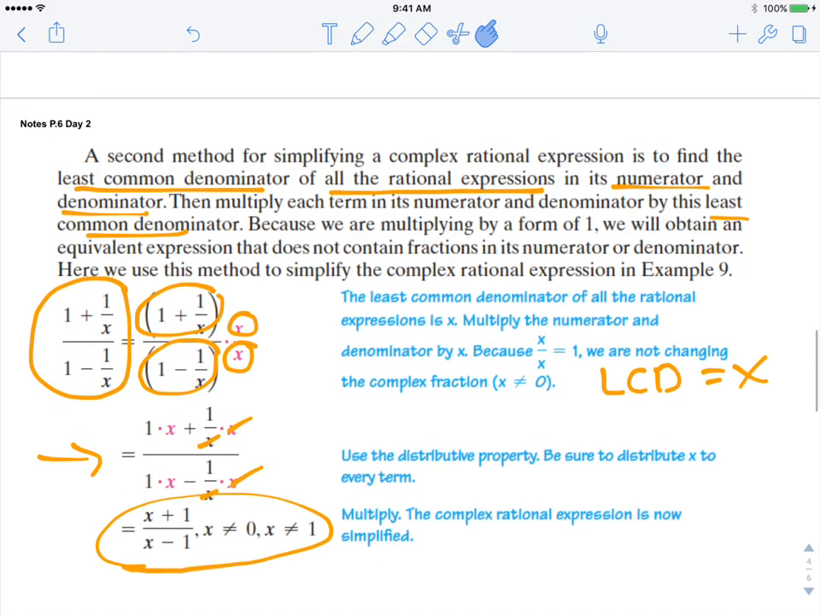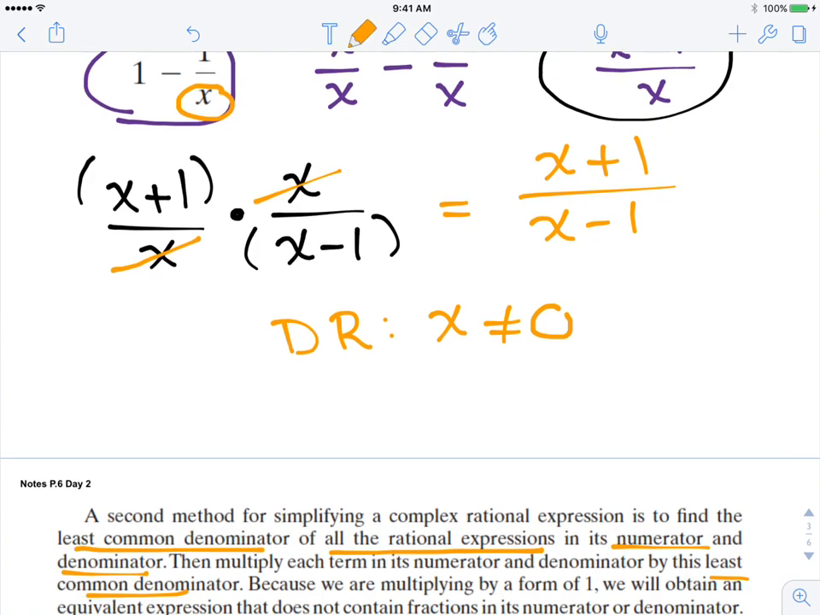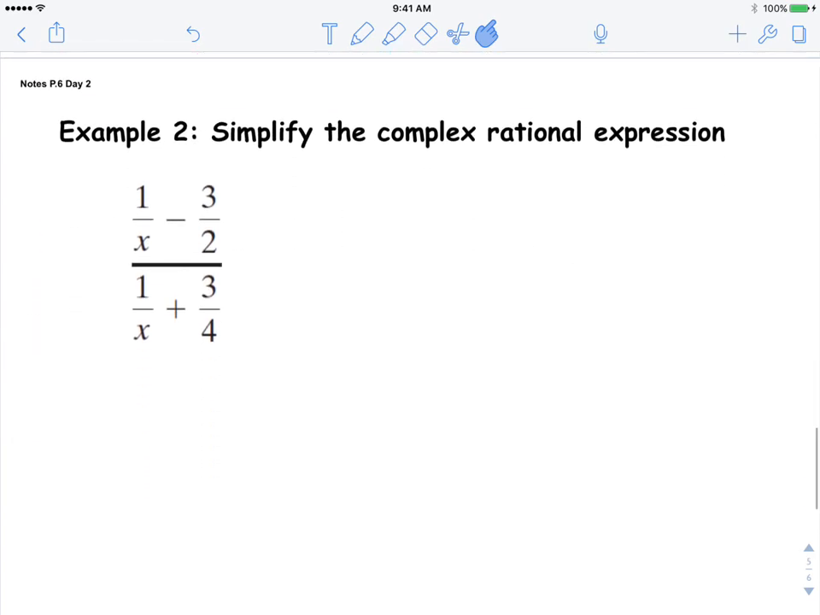Oh, I forgot one thing. There is one more domain restriction. We also don't want this final answer to have a 1 in its denominator, so there's a domain restriction of 1. All right, so I do prefer the second method.